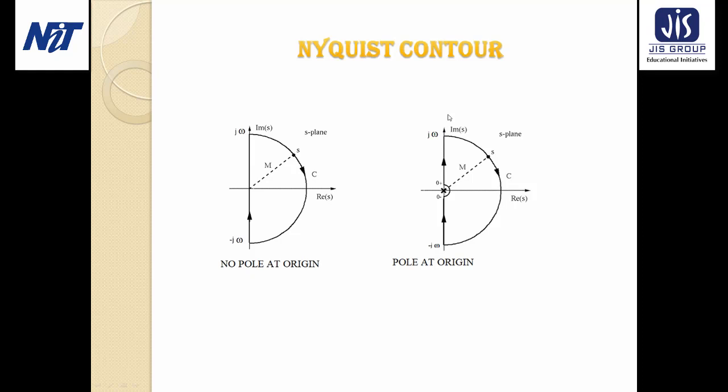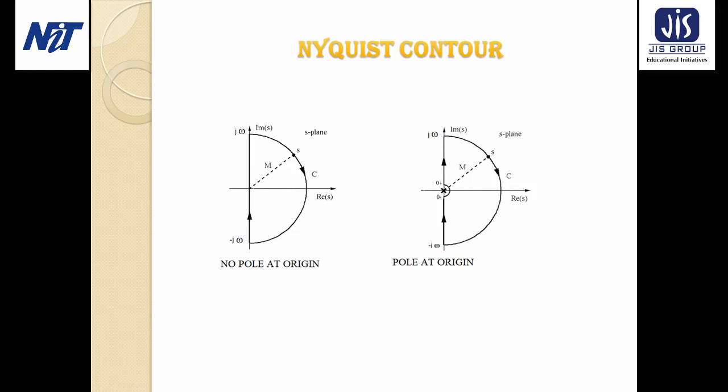Now, if the system has a pole at the origin, then we cannot select this type of Nyquist contour. In that case, we need to consider this type of Nyquist contour. Here the difference is that we are considering a small semicircular arc which does not contain the origin.